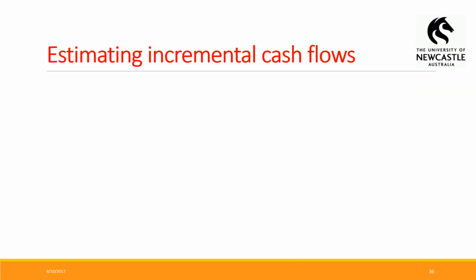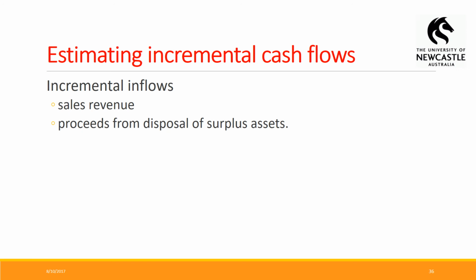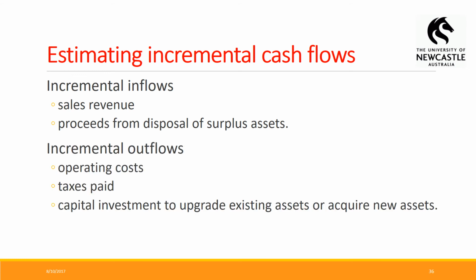In terms of the incremental cash flows, examples of incremental cash inflows include the extra sales revenue and the proceeds from selling off some unnecessary assets. The incremental cash outflows include things like operating costs, additional taxes paid, and necessary capital investments that we need to expense to upgrade existing assets.